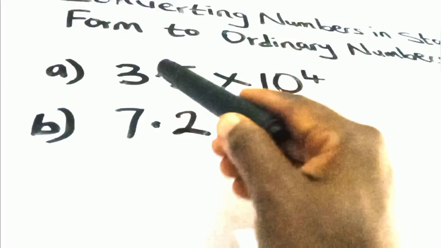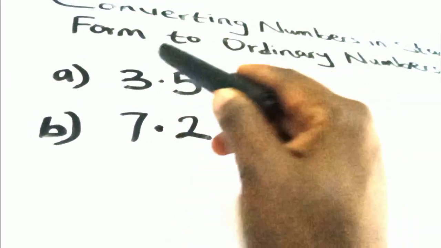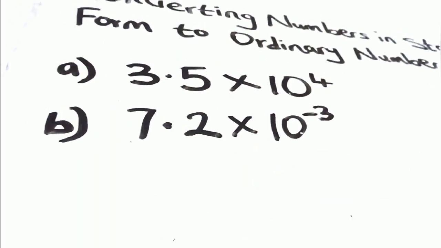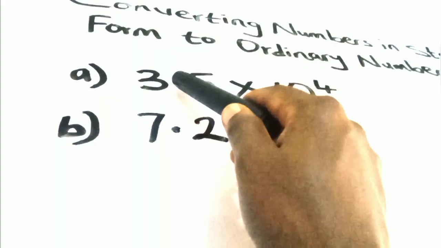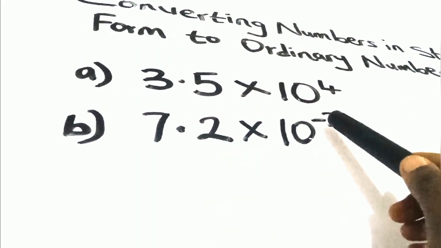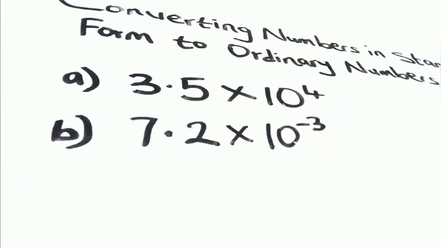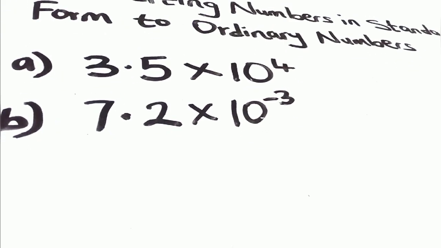So the rule says that whenever the power of 10 is positive, you're going to move your point from left to the right. While converting to ordinary form, if the power of 10 is positive, the point moves from left to the right. If the power of 10 is negative, the point moves from the right to the left. So let's solve the first example.